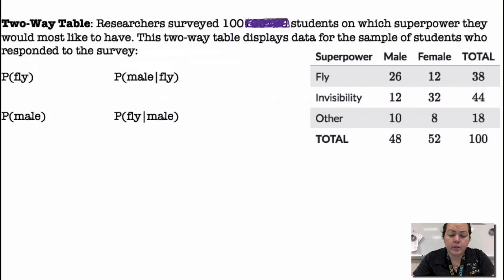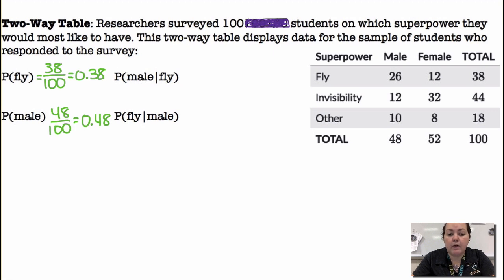All right, a two-way table. Researchers surveyed 100 students on which superpowers they would most like to have. This two-way table displays data from a sample of students who respond to the survey. So what's the probability that somebody would choose flying? For all the flying, we had 38 out of 100 students, so 0.38 or 38%. What's the probability that a student was male? Well, we had 48 males out of 100 students, so 0.48.